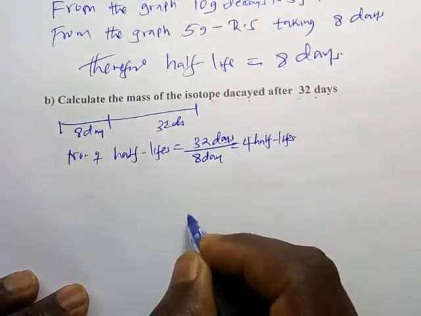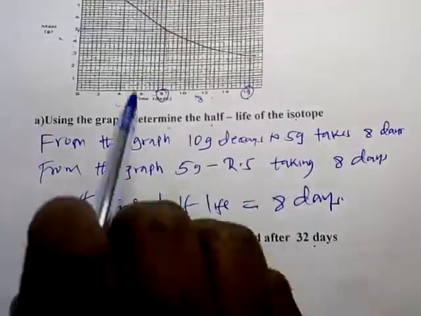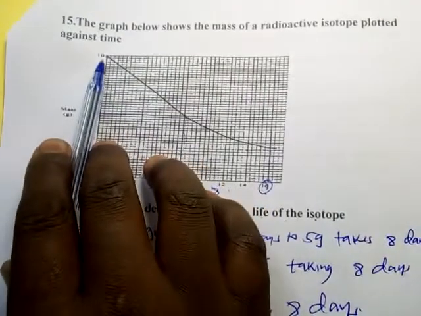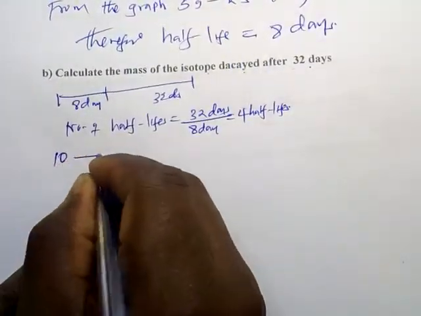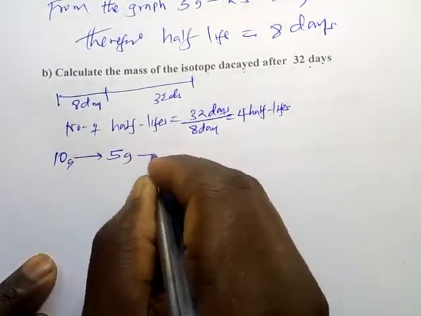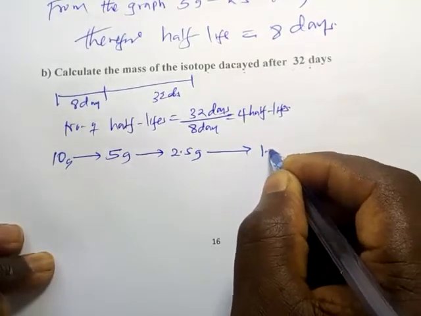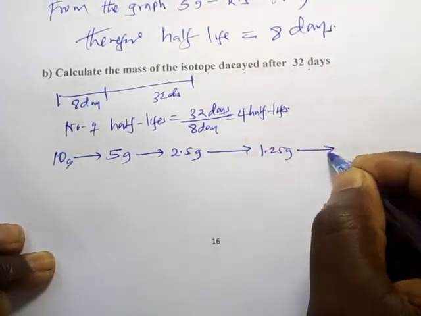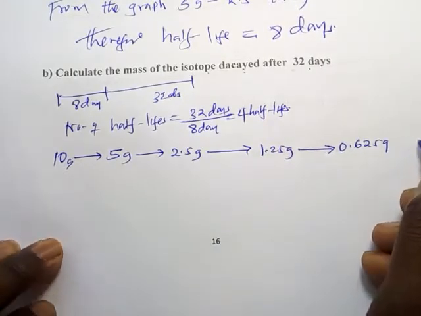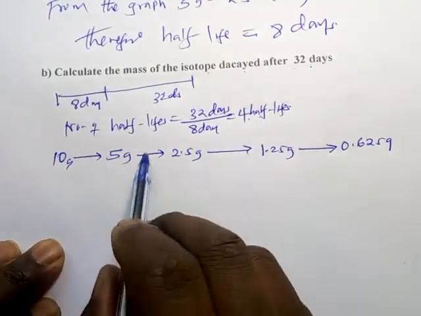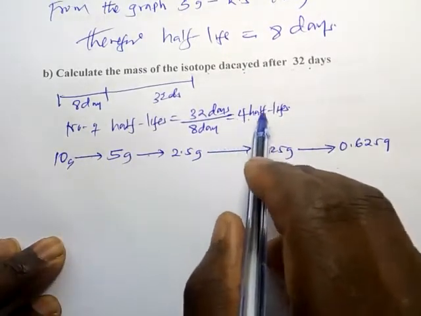4 half-lives. So once we have the original from the graph, you can see the original is 10, right? The original is 10. So we can now see 10 going to 5 grams, going to 2.5 grams, going to 1.25 grams, going to 0.625 grams. Why didn't I continue? Because we have only 4 half-lives. 1, 2, 3, 4. You can see that. Therefore, you stop when the number of half-lives is finished.